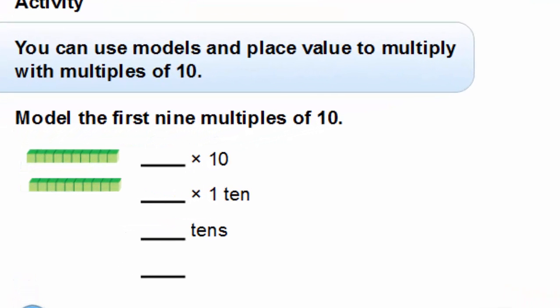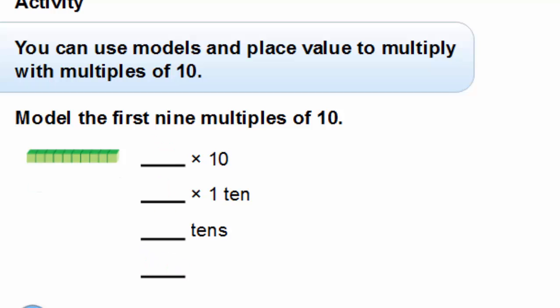Now, how many groups of 10 do we have? 2. We have 2 groups of 10. That's 2 times 1 ten. Here's 1 ten, here's 1 ten. We have 2 groups of 1 ten. How many tens do we have altogether? 2 tens. How many is 2 tens? 20. Good job. You got this so far?